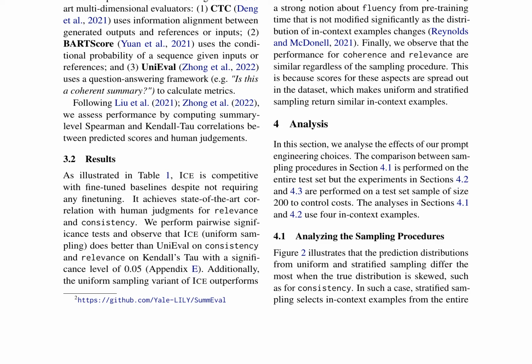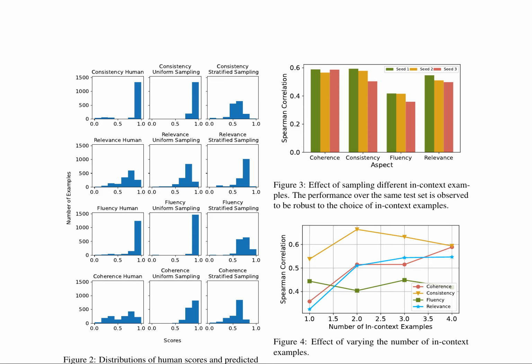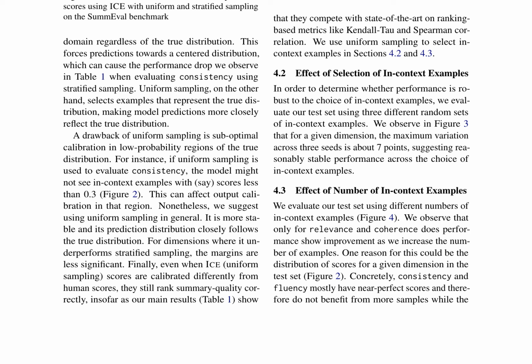Overall, this page presents the experimental setup, results, and analysis of the proposed ICE framework, highlighting its competitive performance with state-of-the-art evaluators and the effects of prompt engineering choices on its performance. The page emphasizes the significance of sampling in evaluating the consistency, fluency, relevance, and coherence of generated summaries. It distinguishes between uniform and stratified sampling, with uniform sampling being more suitable for selecting in-context examples due to its stability and ability to closely follow the true distribution.